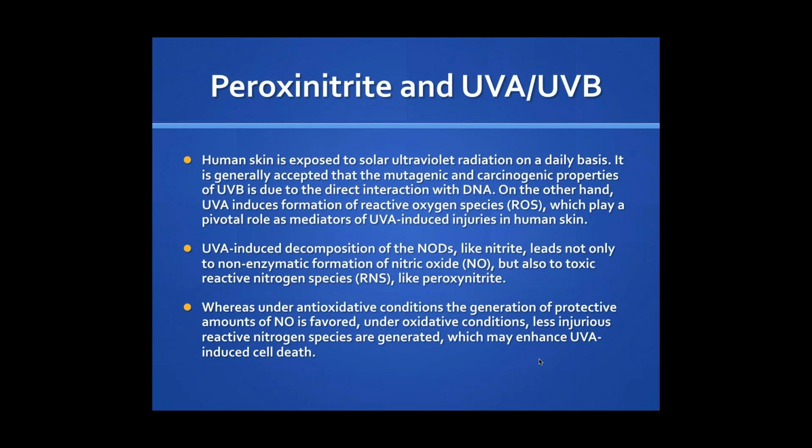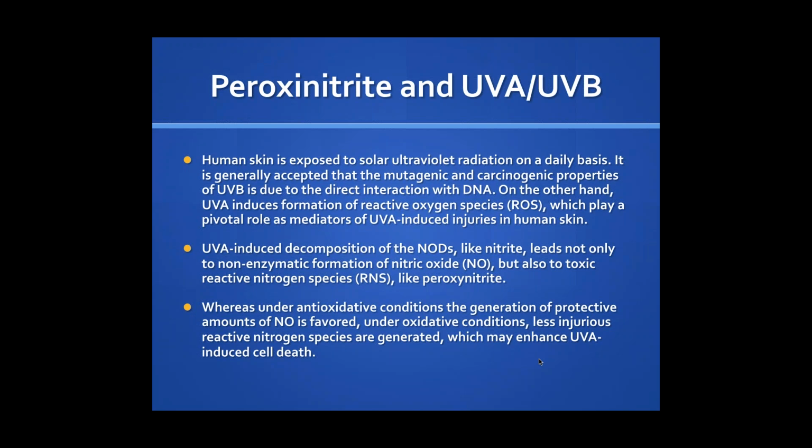Human skin is exposed to solar ultraviolet radiation on a daily basis. It's generally accepted that the mutagenic and carcinogenic properties of UVB are due to the direct interaction with DNA. On the other hand, UVA induces the formation of reactive oxygen species, which play a pivotal role as mediators of UVA-induced injuries in human skin.